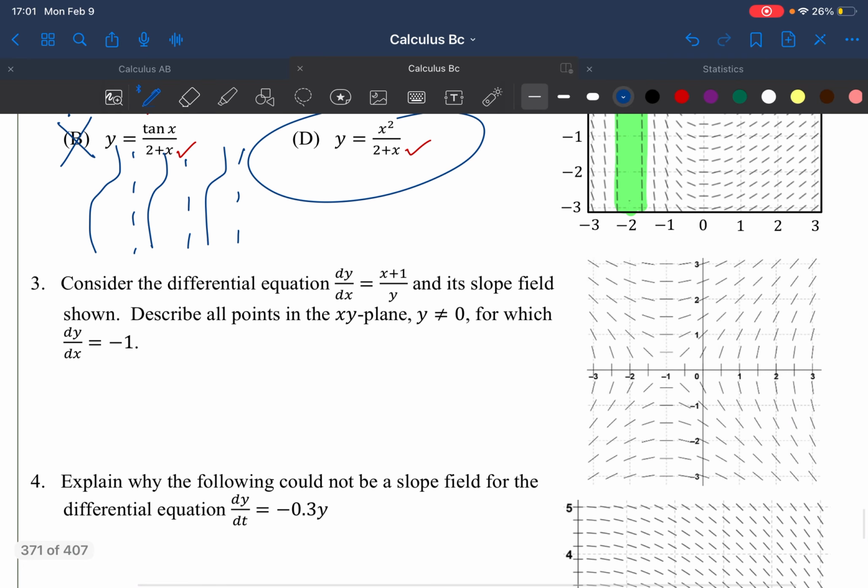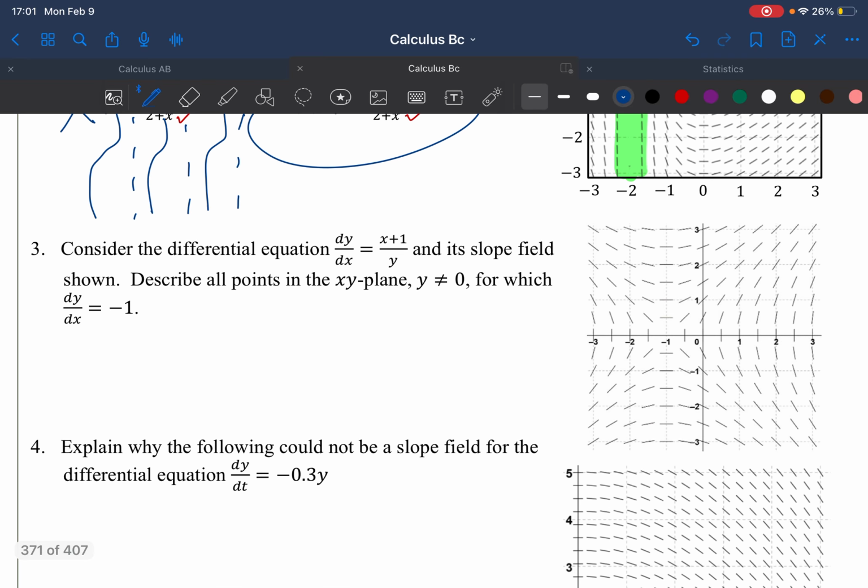Number 3 says consider the differential equation dy/dx is equal to (x plus 1) over y and its slope field shown. Describe all points in the xy plane where y is not equal to 0, for which dy/dx is equal to -1. Well, they give us dy/dx in equation and in numerical form, so I'm going to set those two equal to each other. So I have -1 is equal to (x plus 1) divided by y. Since y cannot equal 0, I'm going to get y by itself. When I do that, I'm left with y is equal to -x minus 1.